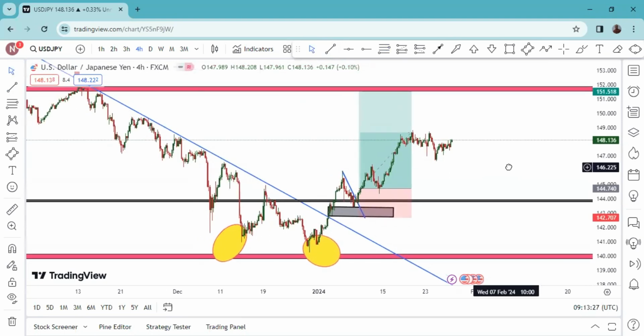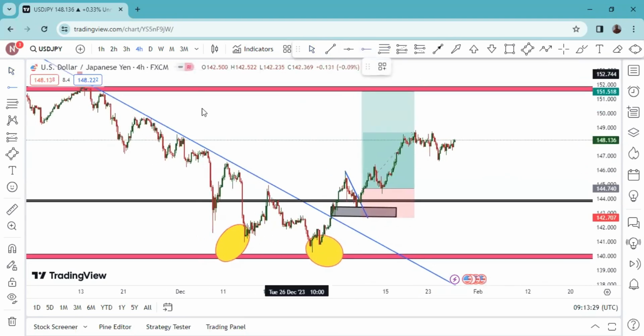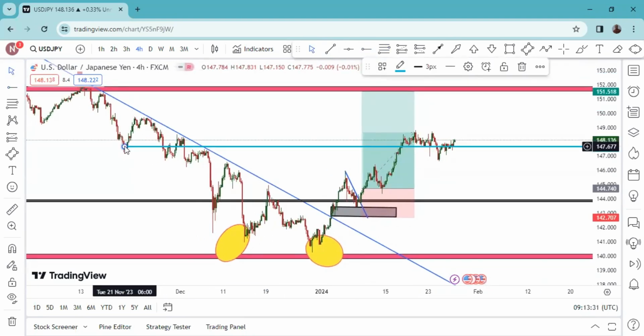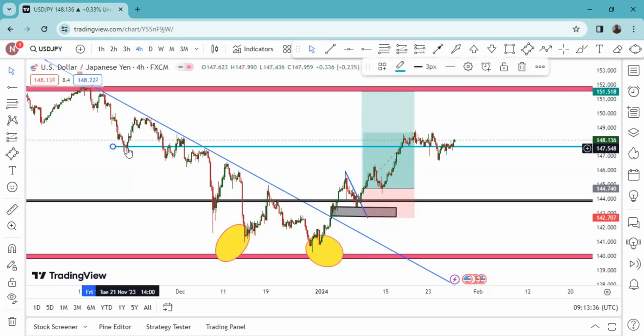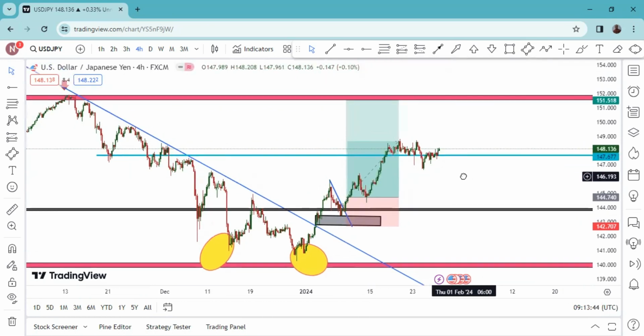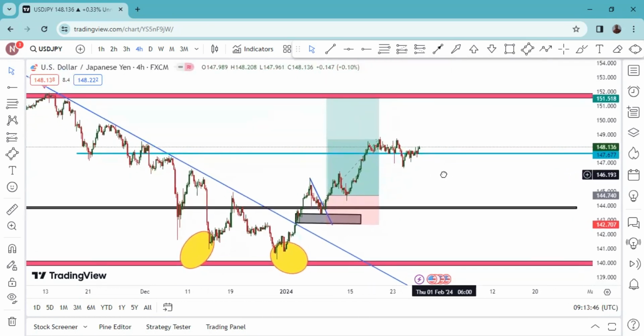Now, my first TP, I was also respecting this. You can see there is a level here. The market respected here, here, here, and here. So my first TP was around this level. I took 50% of my profit, then the rest of my profit is still running. And this is what I'm expecting.